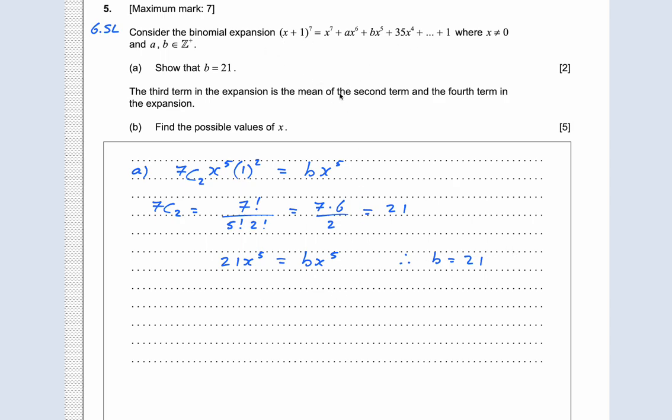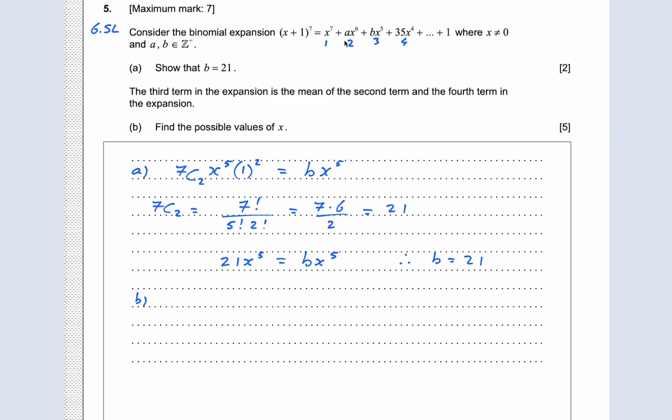If you expanded out the whole thing, guys, you'd also get it right, and perhaps it's easier to do. Okay, the third term of the expansion is the mean of the second term and the fourth term of the expansion. Find the possible values of x. So we have the third term, which is 1, 2, so this is 1, 2, 3, 4. This third term is the mean of the second and the fourth term.